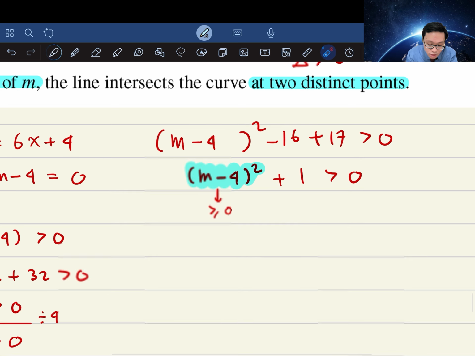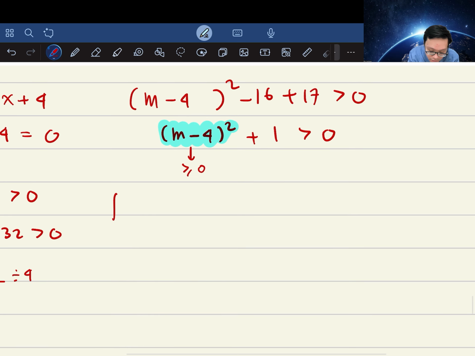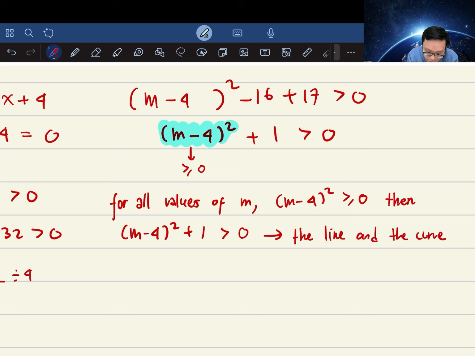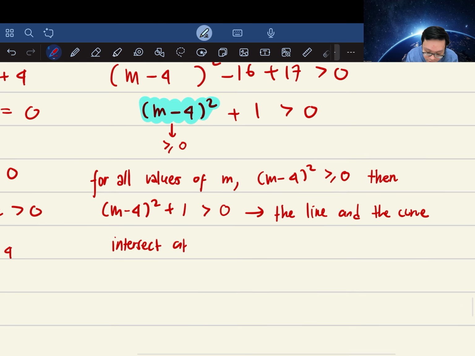So that means for all values of m, m minus 4 squared is always greater than or equal to 0. Then m minus 4 squared plus 1 is always greater than 0. Before the minimum is 0, now it's 1. That means the line and the curve intersect at 2 points, or 2 distinct points.